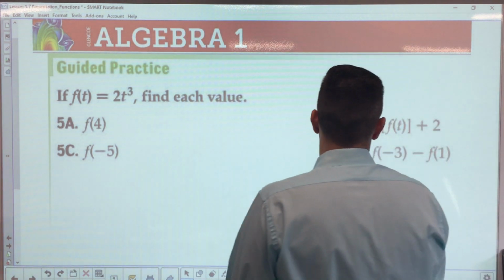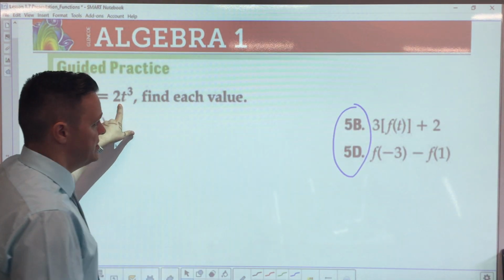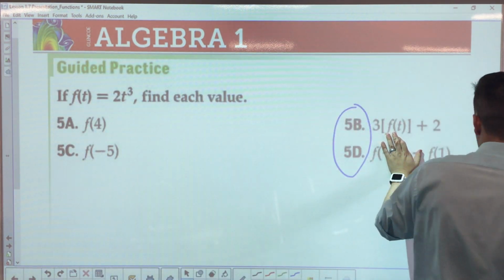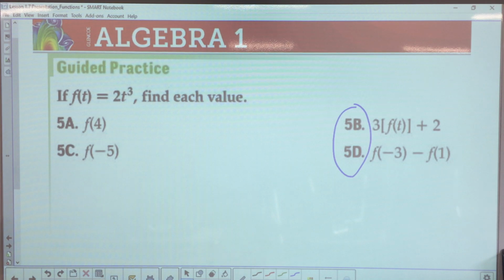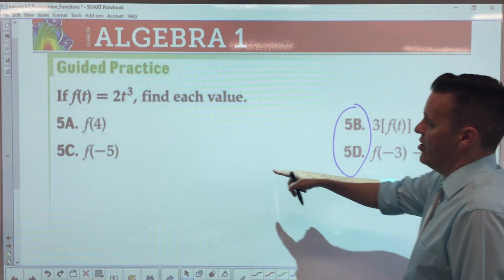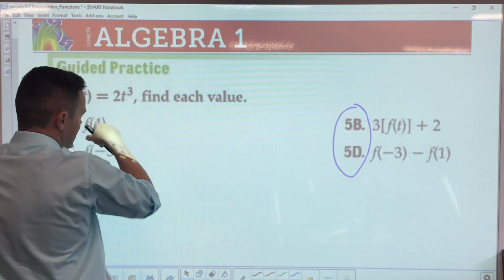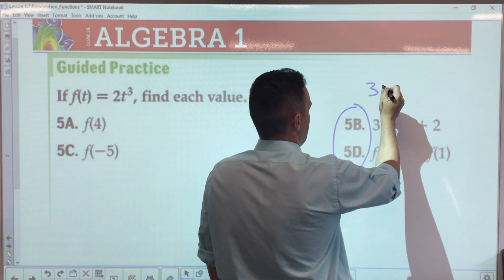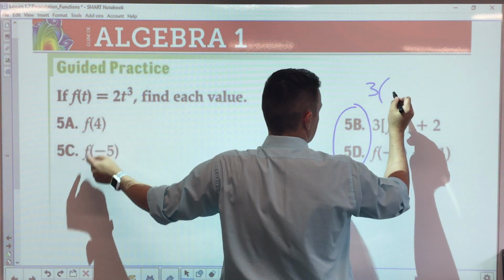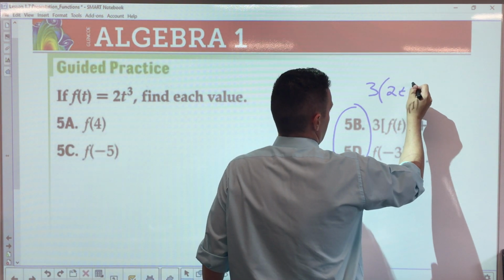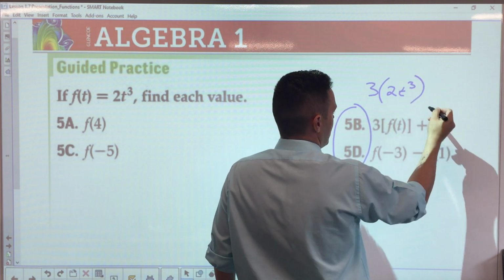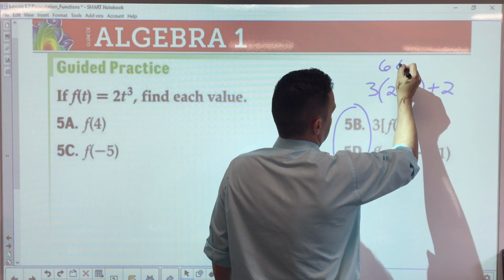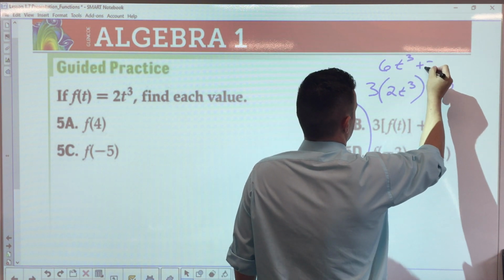All right, so what you're doing is basically you're taking this f of t, okay, and you're going to throw this function into here, and then you're going to multiply it out. All right, so since this is t, and the value here doesn't really change, what's ironic is that this basically becomes, so it would be 3 times the t function, which is just 2t to the third plus 2. So the answer to this is 6t to the third plus 2.